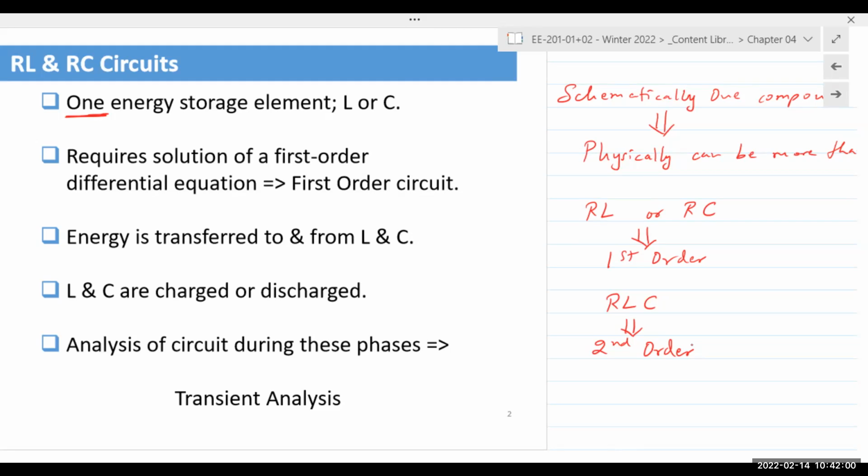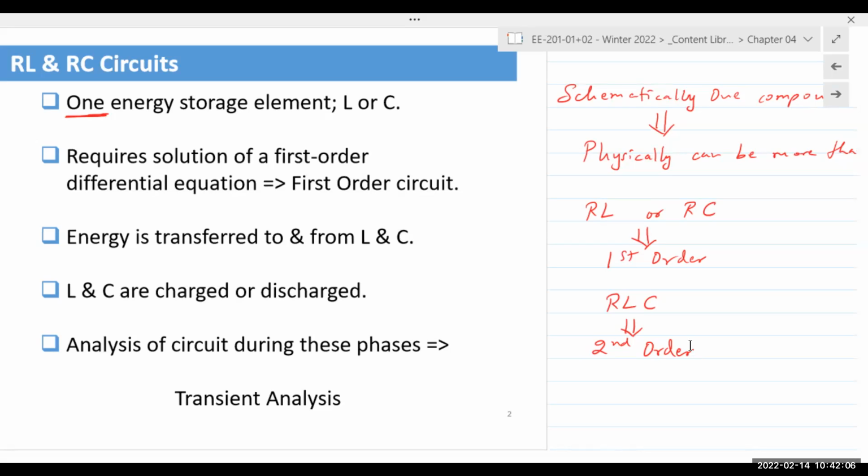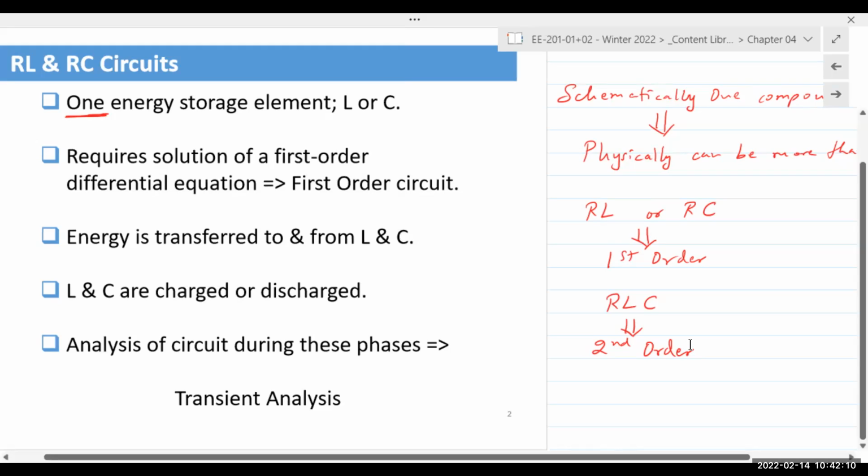When the energy is being received by the components, we say that the components are being charged. And when the components send the energy back into the circuit, we say they are being discharged. There's a specific technical name for each of those processes, and the analysis of the circuits during those phases is, of course, transient analysis.